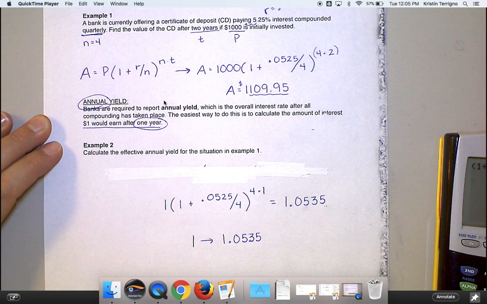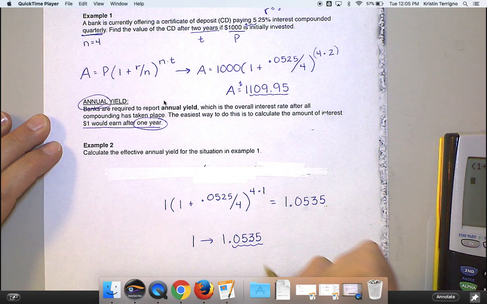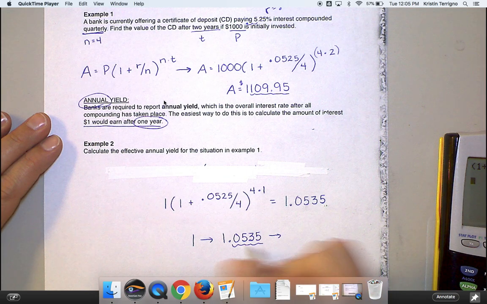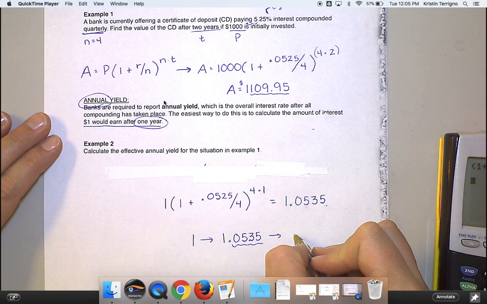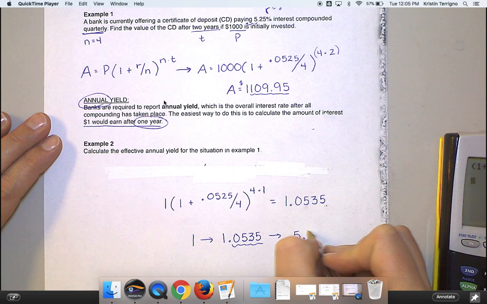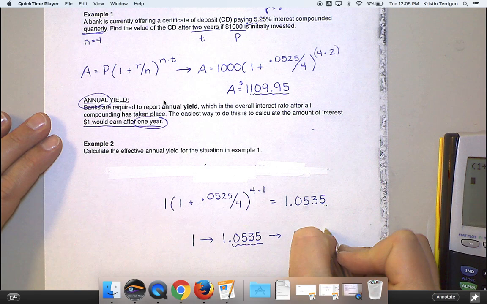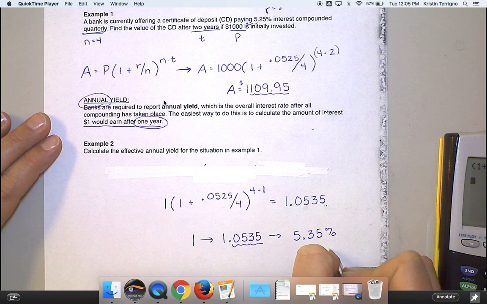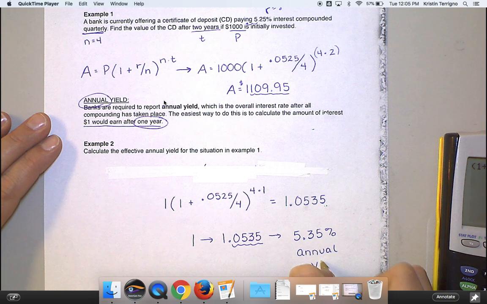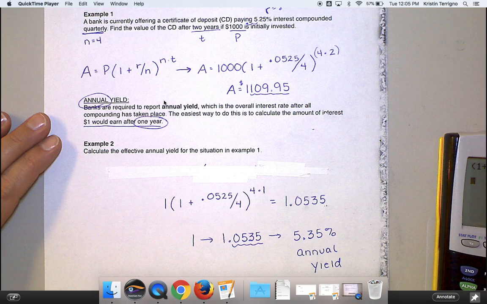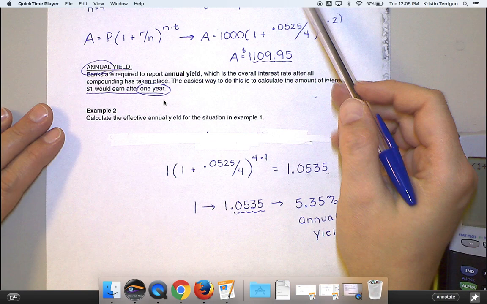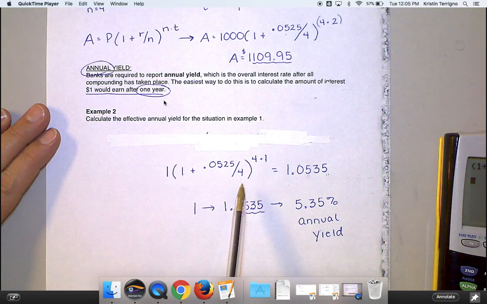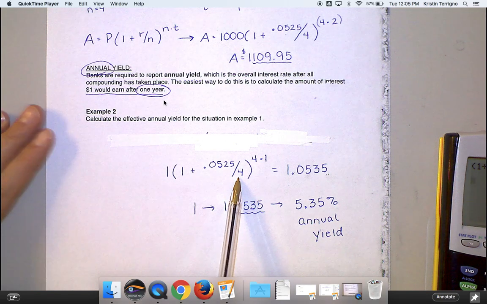Okay? This represents your interest that you earned. And so this would represent, if I move that decimal point over and ignore the 1, 5.35% annual yield. Which hopefully that makes sense because my actual interest rate was 5.25%. So my annual yield is a little bit more than that because I compounded it 4 times, okay?